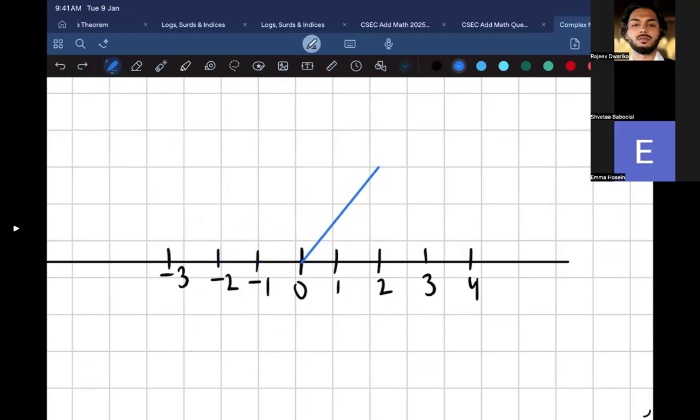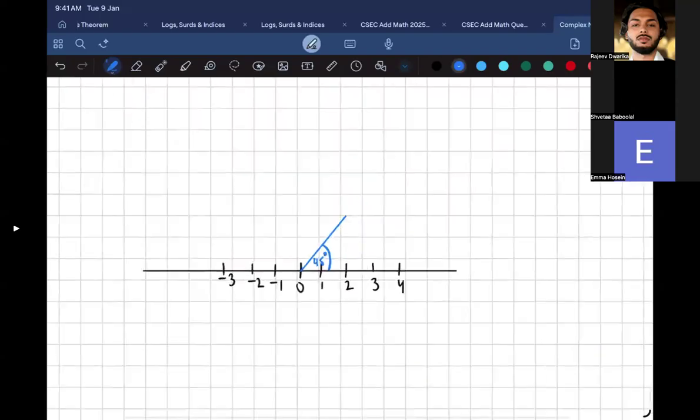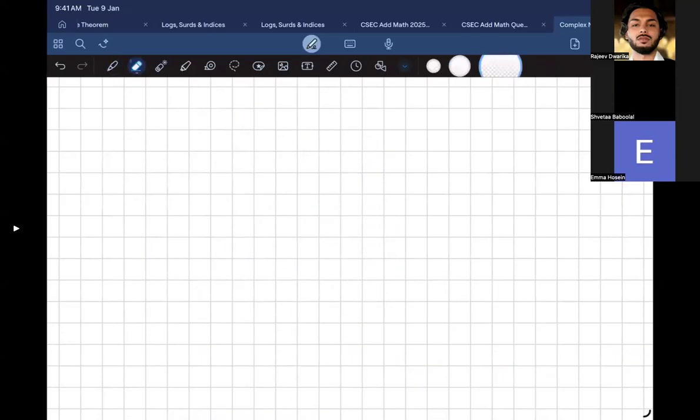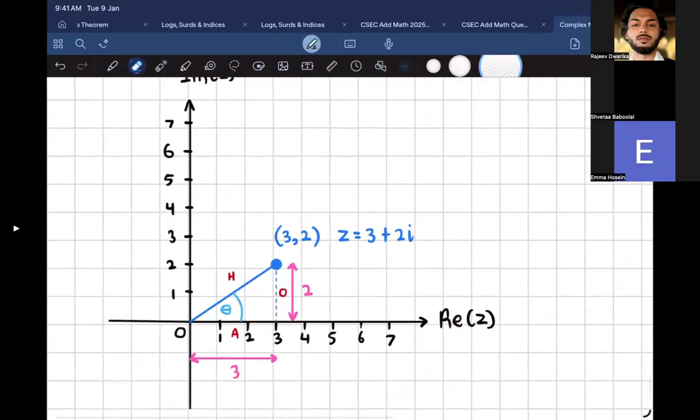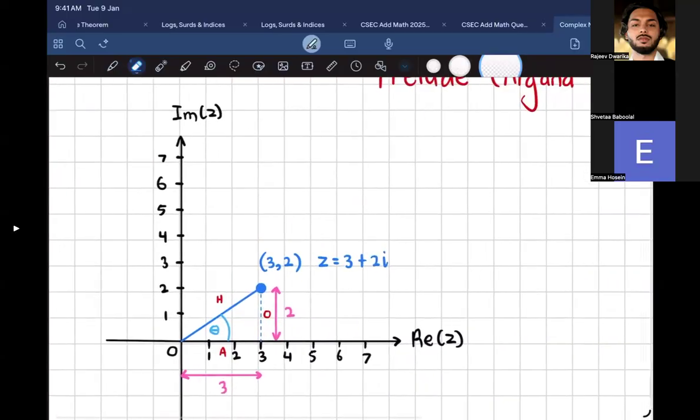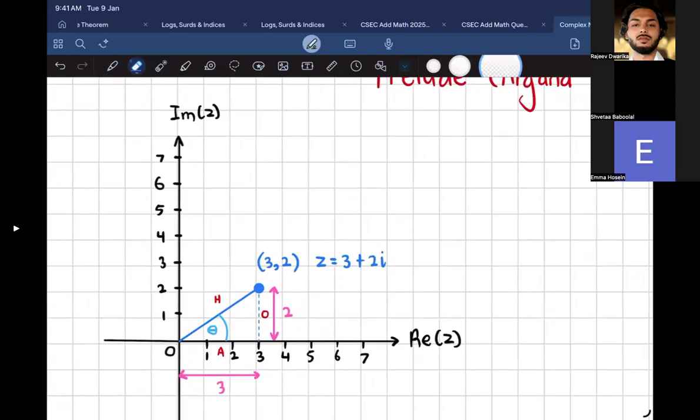Let me just say I wanted this angle to look like 45. What would that be? That's where the imaginary axis comes into play and allows me to plot a point in the middle. You draw straight up. So the angle is always measured with reference to the real axis. Let me run that back one more time. All angles are measured with reference to the real axis.